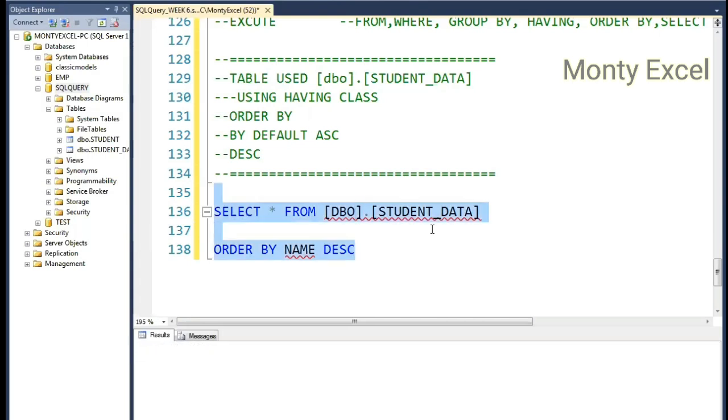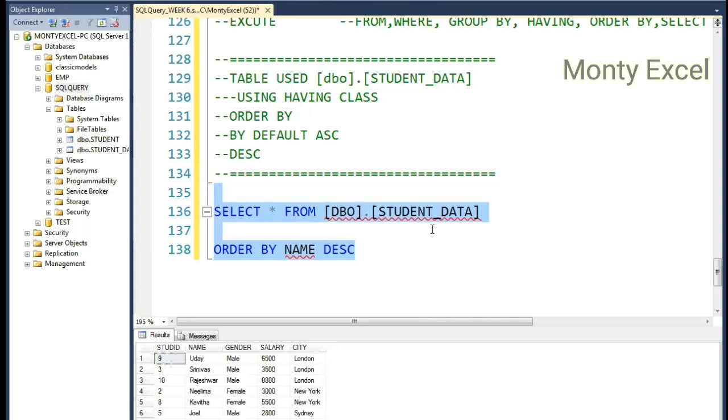Let me run this. Now you can see Uday, who was last, is now on the top. Anthony, who was at the top, is now coming down. So it's completely reversed, right? This is what you call ORDER BY ascending order, descending order. Whenever you want ascending, don't mention it because by default it is ascending. But if you want descending, use DESC. And always mentioning the column names is not required.